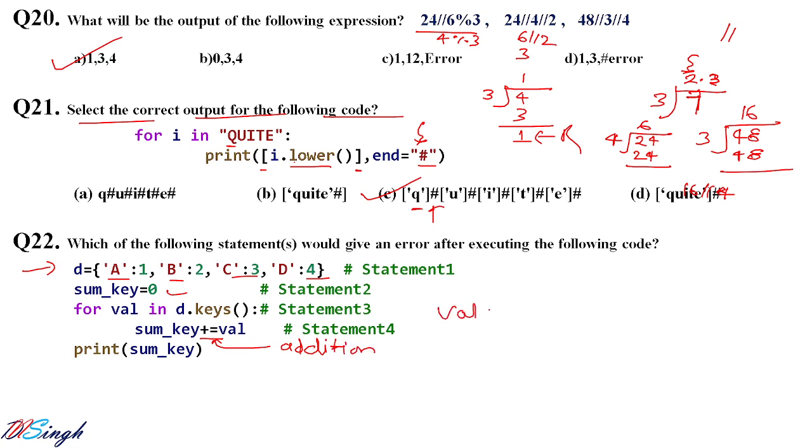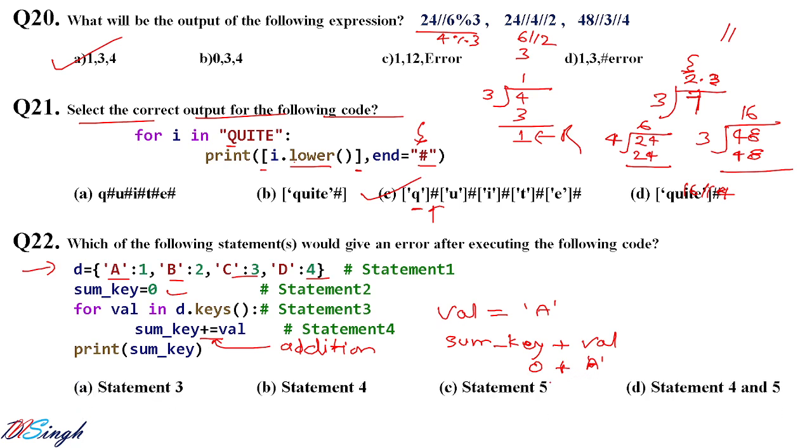Val will have a string, because all keys are of type string. So you cannot add two strings like that. Okay, one of the operands some_keys is what? some_key plus, and then you have what? Val. So some_key will have 0 plus, and val will have what? A. It is going to generate a type error, because integers cannot be added with a string. If both are strings, then they will be concatenated, but integers cannot be added with a string. So statement number 4 is going to generate the error.